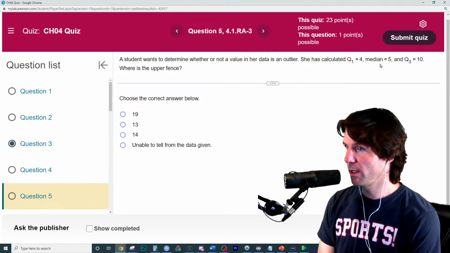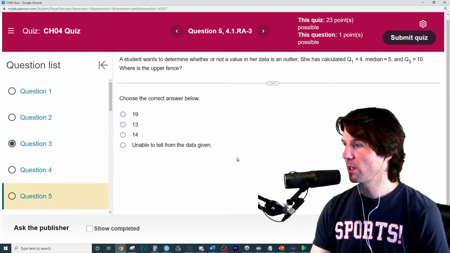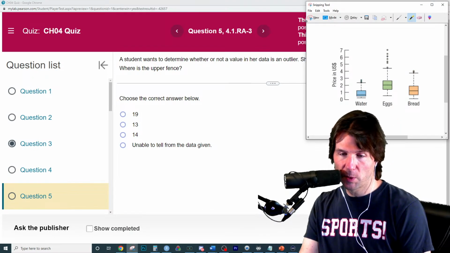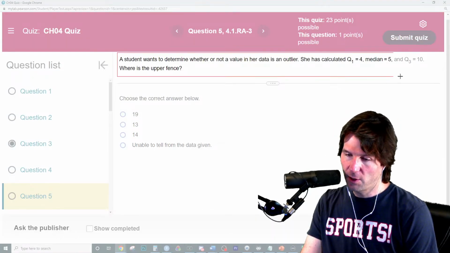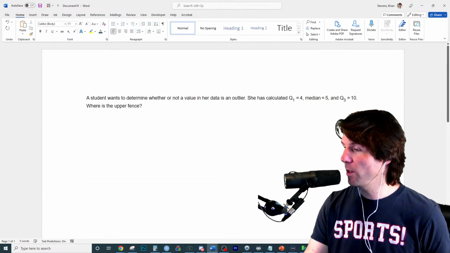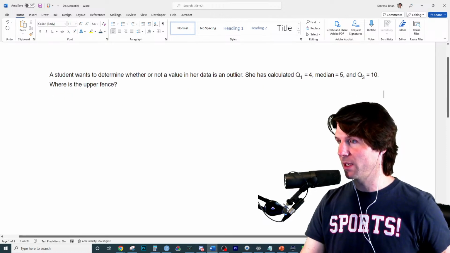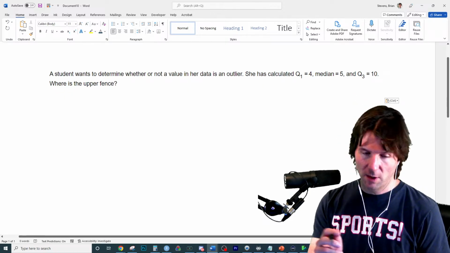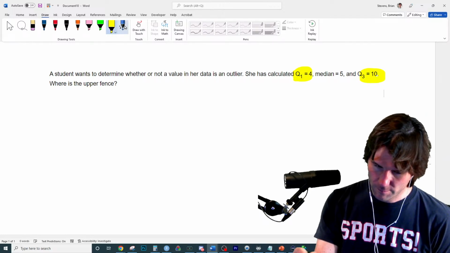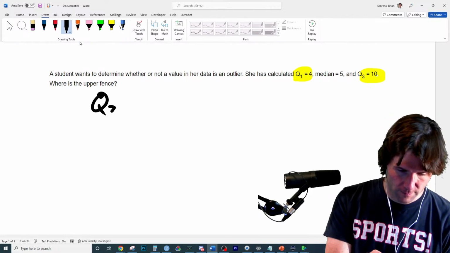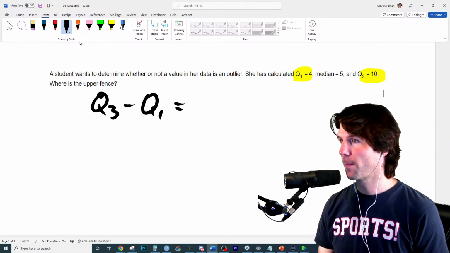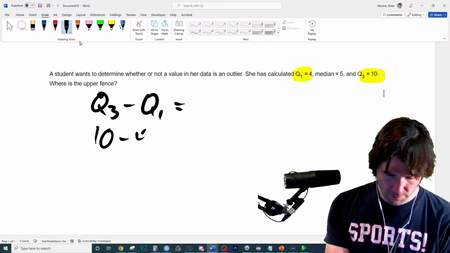So Q3, to find the upper fence, we need to do Q3 minus Q1 first. Why do we do Q3 minus Q1? Q3 minus Q1 will find us what? Great job right there, Blake, solving it. Q3 minus Q1 will find us the what? That finds the what right there, which is 10 minus 4.